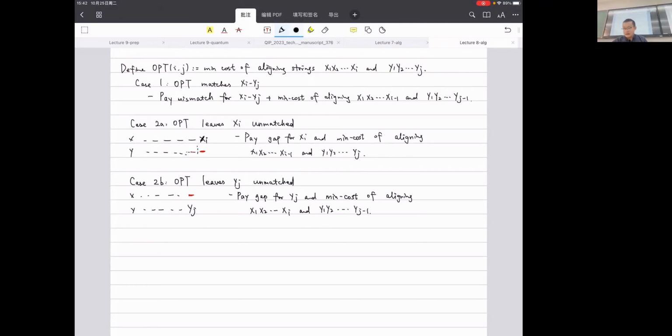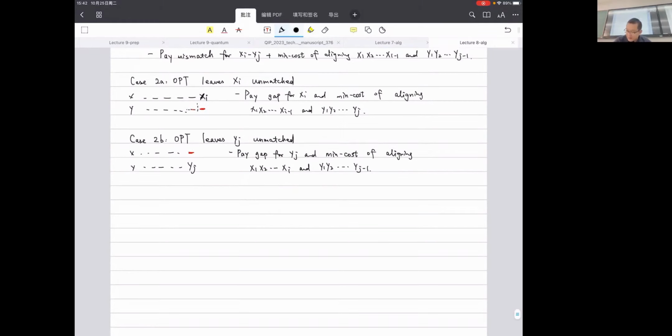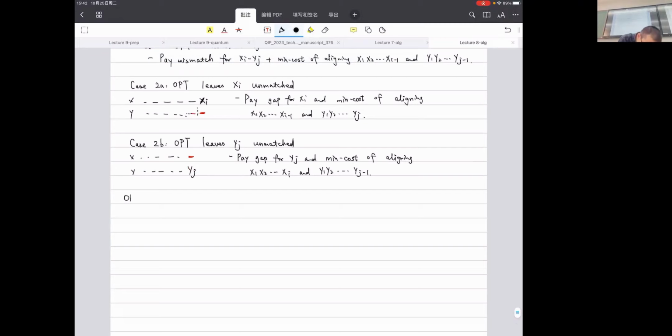So what can we make the conclusion here? Basically, the conclusion is that, for example, of OPT ij here, we are always going to a smaller coordinate. I mean, from ij here, we either go to I minus 1, j minus 1 for case 1, or we go to I minus 1, j for case 2a, or we go to I, j minus 1 for case 2b here.